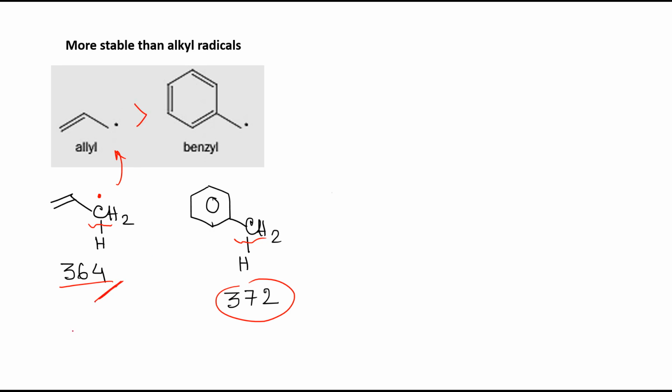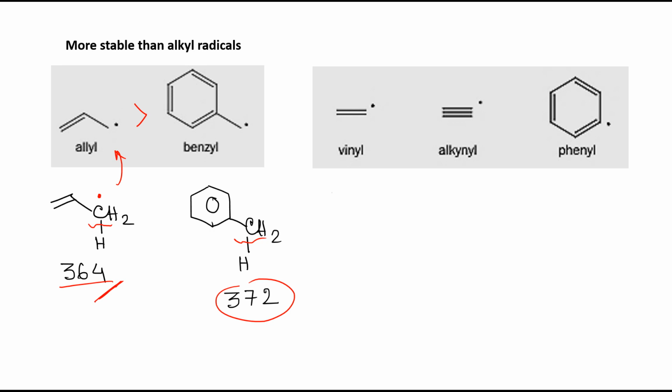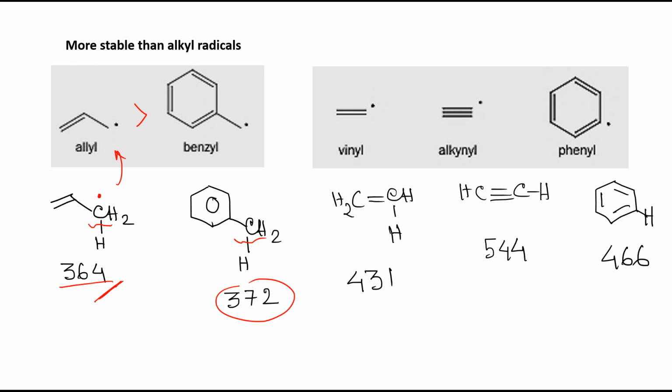Next we have vinyl, alkynyl and phenyl radical, and from which precursor can you make them? It is basically ethylene, then acetylene and benzene. Now look at the values. 431 when you are breaking this bond, then 554 when you are breaking this carbon hydrogen, and any of the CH bonds of the benzene ring, it is 466. So if you are simply comparing these three, obviously 431 will be the most stable, that is this one. After that phenyl, and at last we have alkynyl.